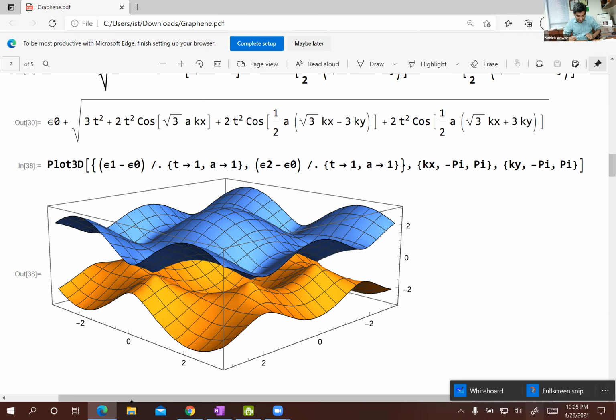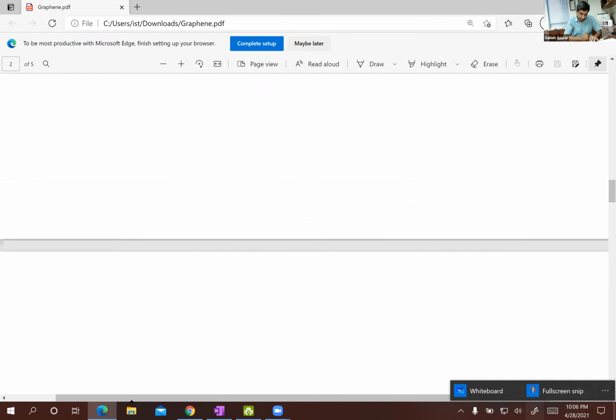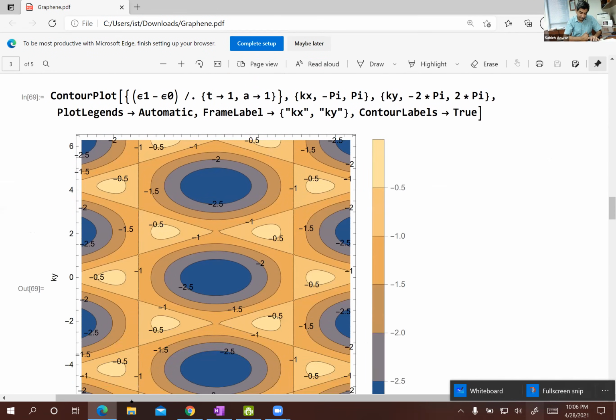And the nice thing is that these bands touch at certain points. And they will touch when whatever is in the square root is equal to 0, because then the upper and the lower bands are going to meet at a certain point. We're going to discuss that when I finish off this Mathematica exhibition. So this is what the band structure looks like. A blue band is the upper band and the yellow band is the lower band. And I can do contour plots for these bands as well. And these are what they look like.